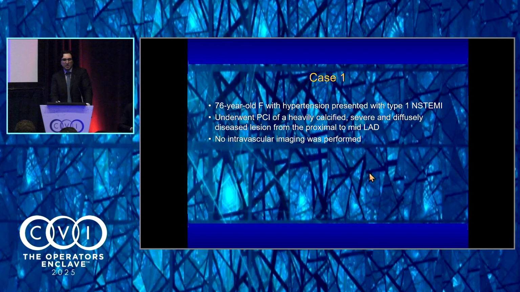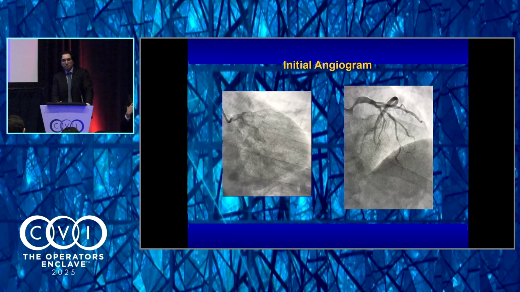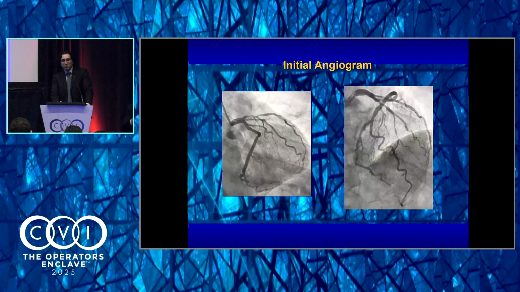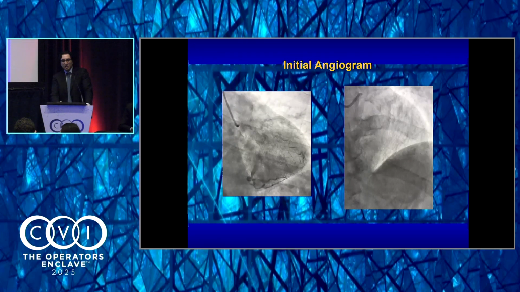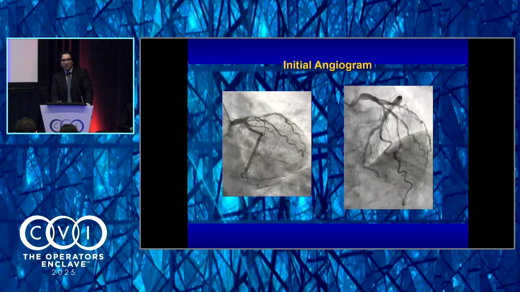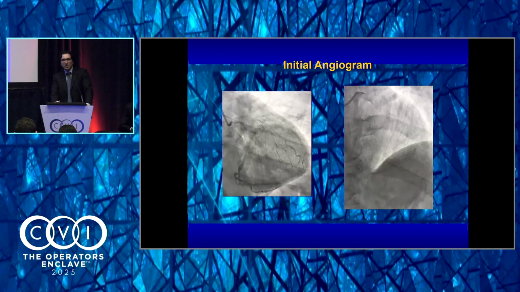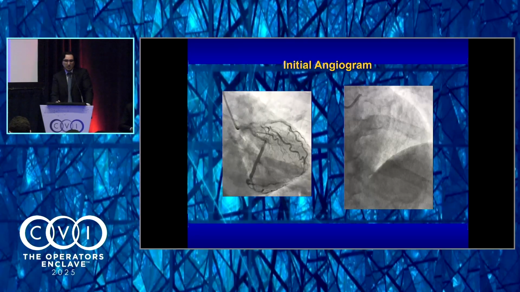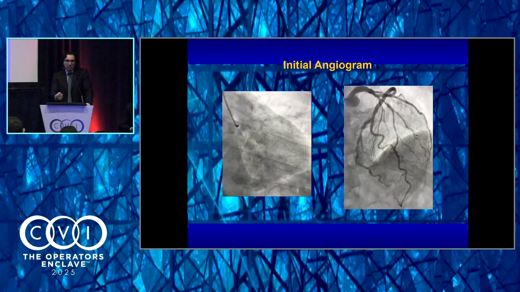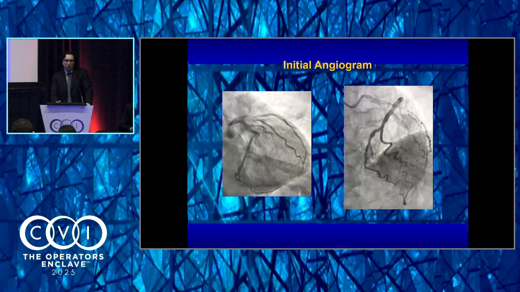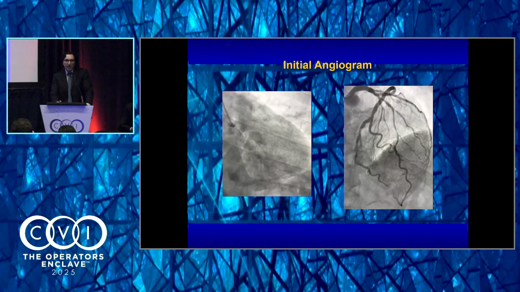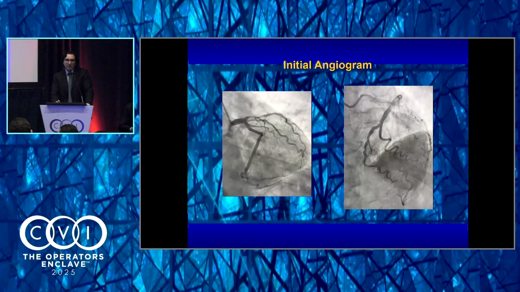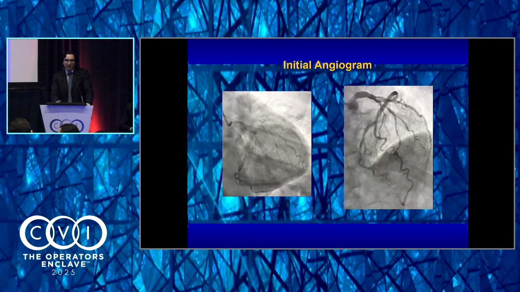First patient is a 76-year-old female who presented to an outside hospital with a type 1 MI, and she underwent a PCI of a severely calcific and diffusely diseased left anterior descending artery, and notably, no intravascular imaging was either available or used in this case. So I was able to get the images from that index procedure, and that kind of helps explain how we got into that situation.